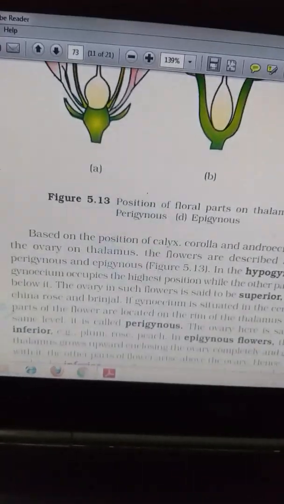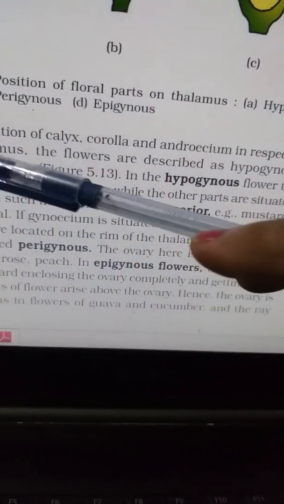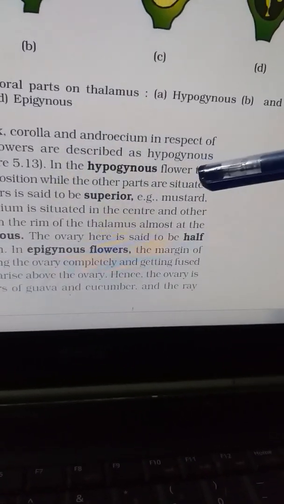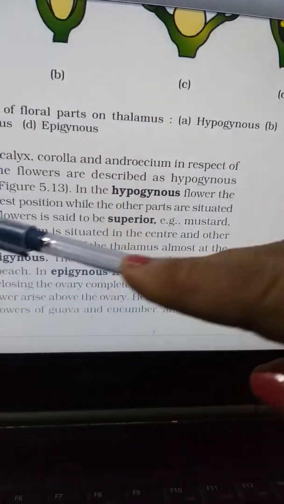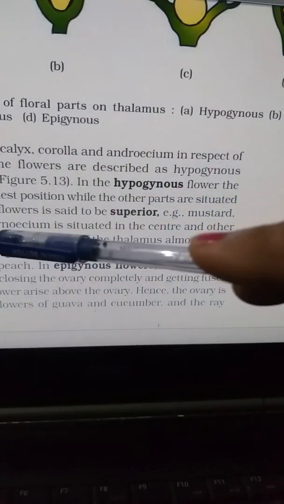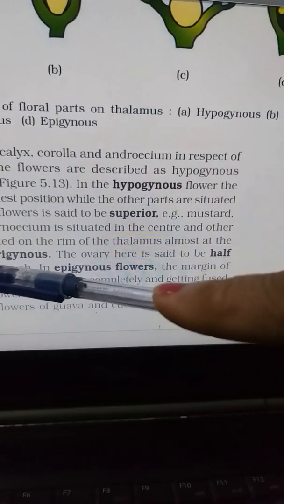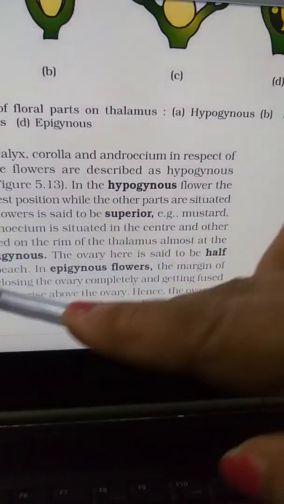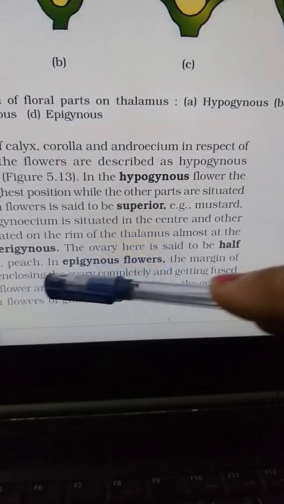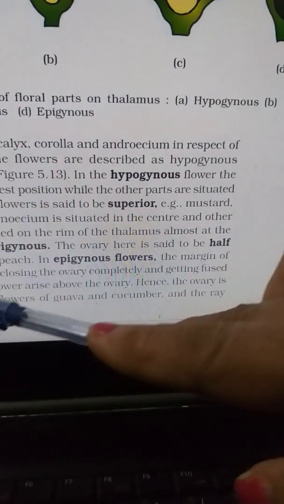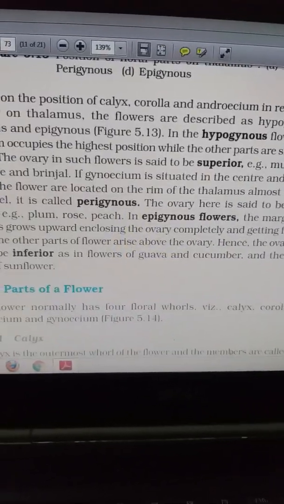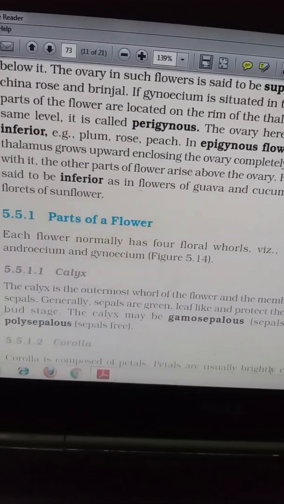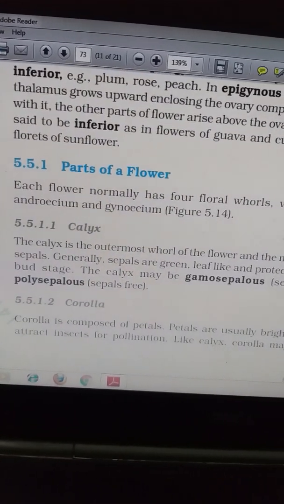Okay, now based on the position of the calyx, the corolla and the androecium with respect to the ovary and the thalamus, the flowers are described as hypogynous, perigynous and epigynous. In hypogynous, the androecium occurs in the highest position, superior. In perigynous, the gynoecium is situated in the center of the part, and the ovary here is said to be half inferior. For example, plum, rose, peach, etc. And epigynous, the margin of the thalamus grows outward enclosing the ovary, and here the ovary is in the inferior position. So you find it in guava, sunflower, cucumber, like that.